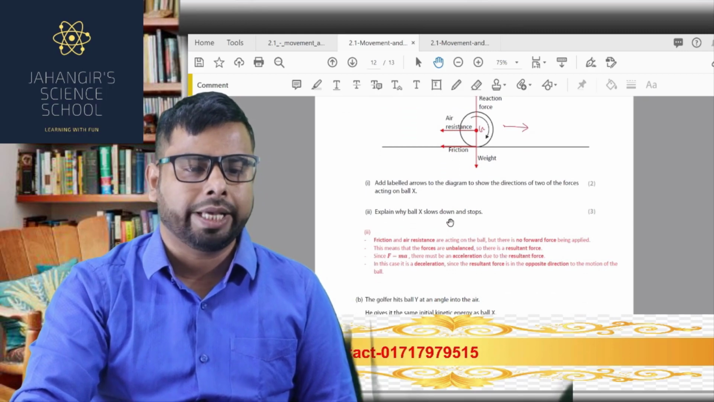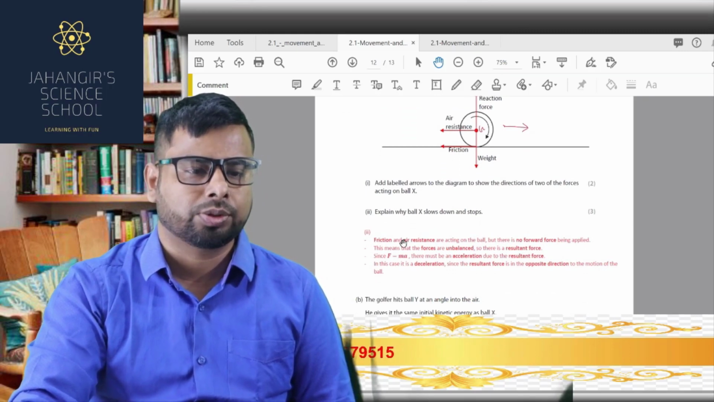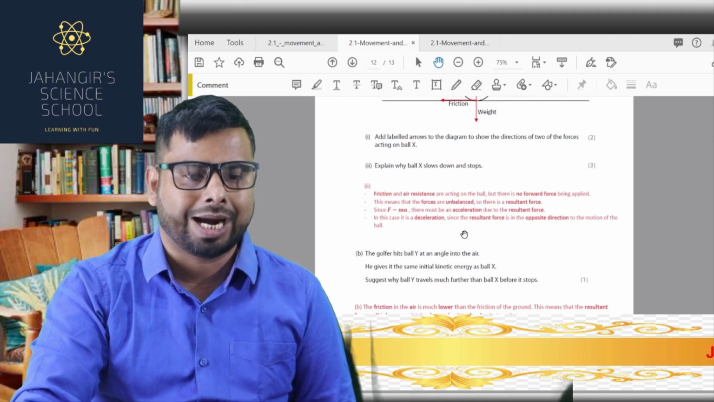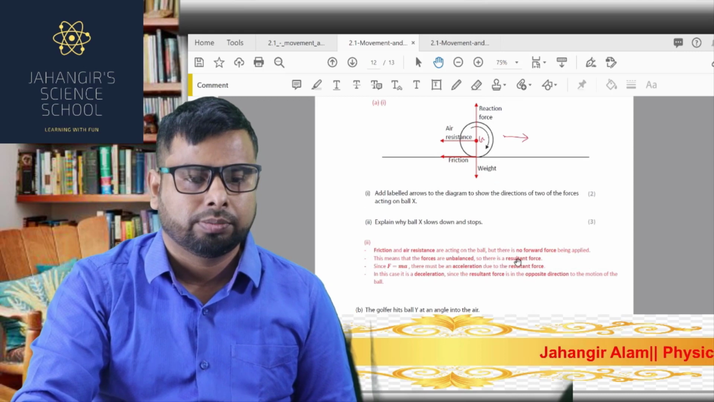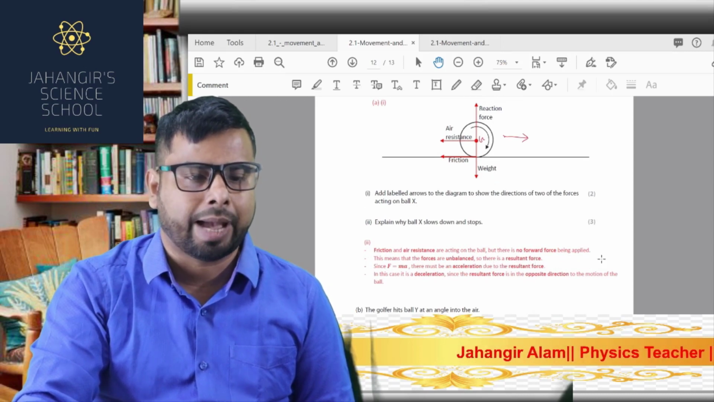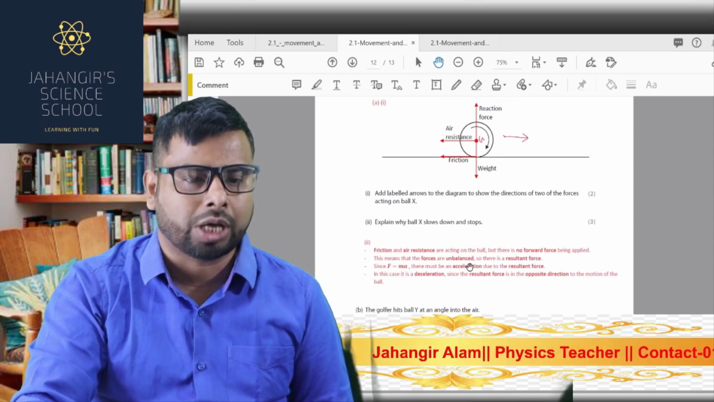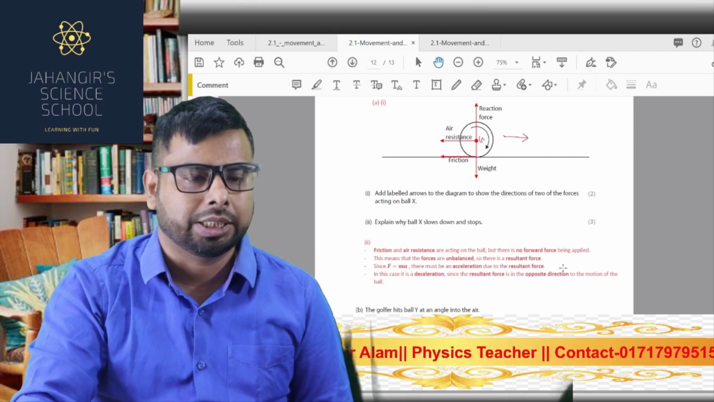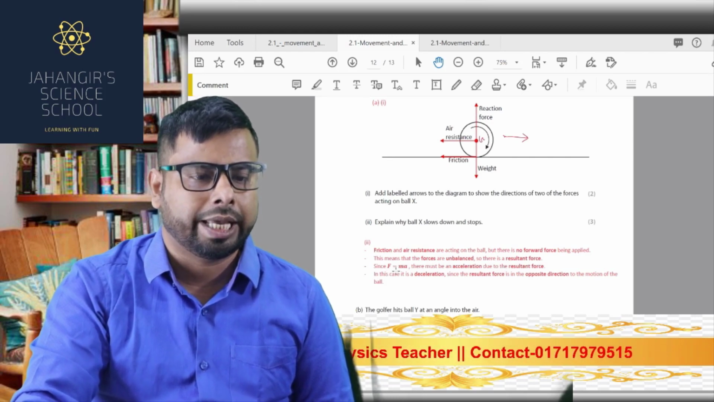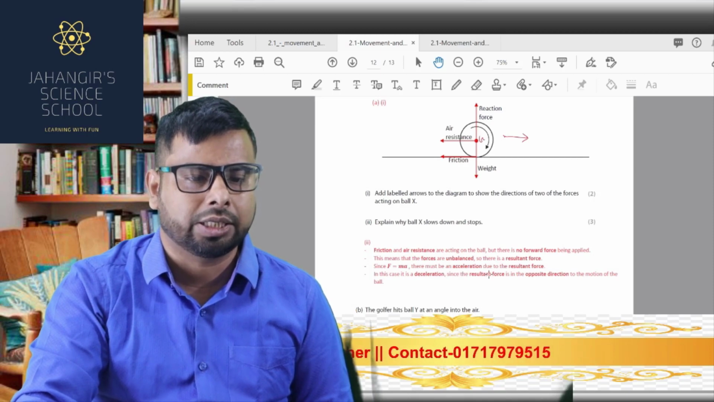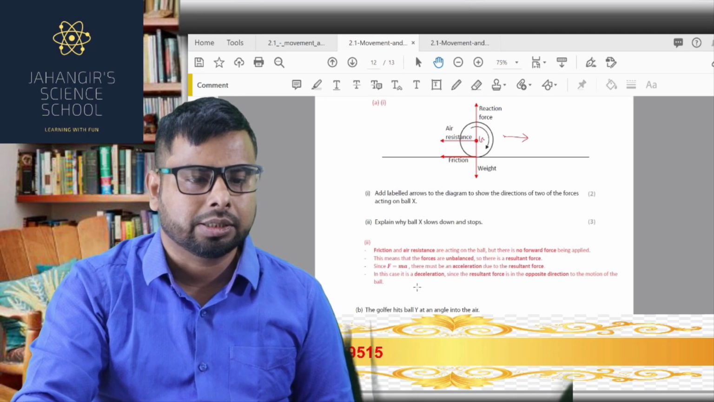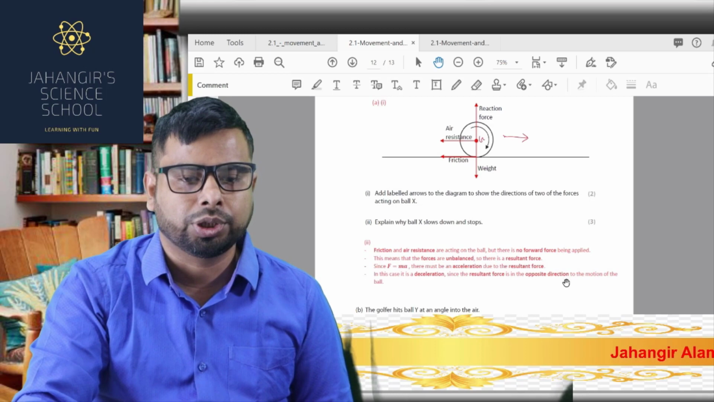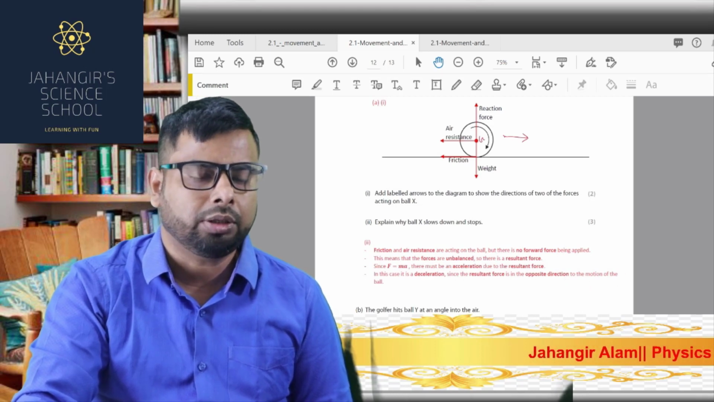Explain why the ball X slows down and stops. Friction and air resistance are acting on the ball, but there is no forward force being applied. This means that the forces are unbalanced, so there is a resultant force. We know F equals ma, so there must be an acceleration due to the resultant force. In this case it is deceleration, since the resultant force is in the opposite direction to the motion of the ball.